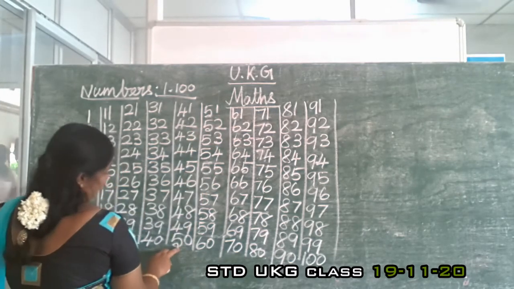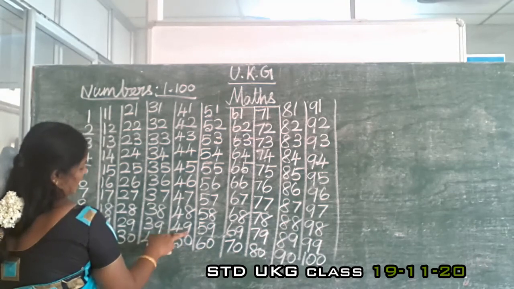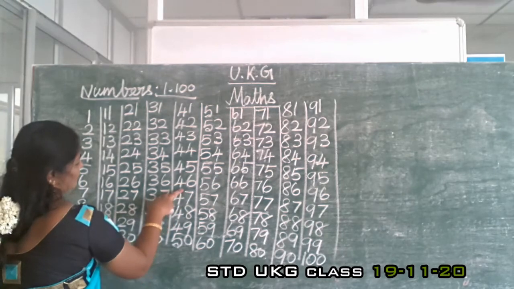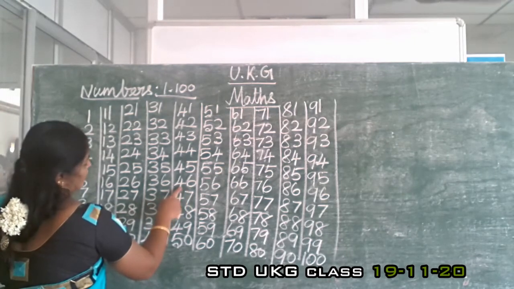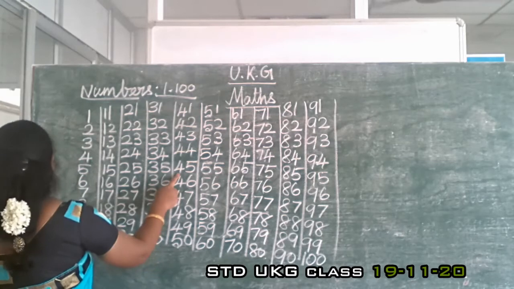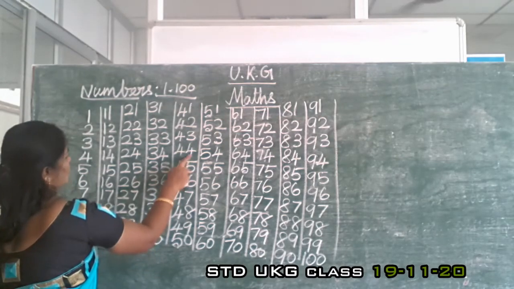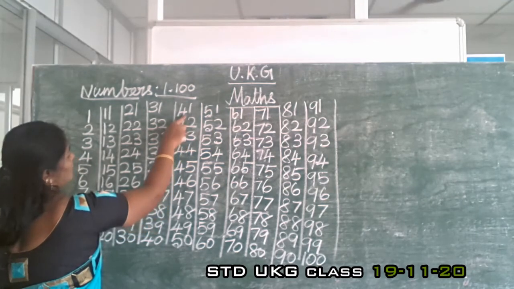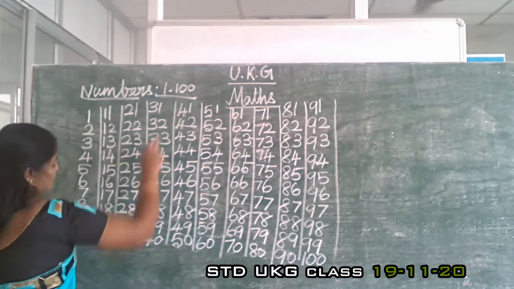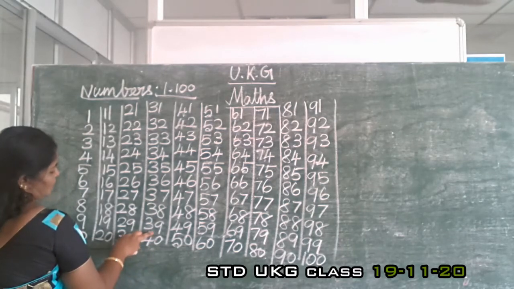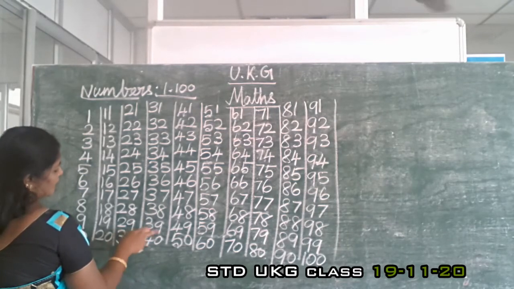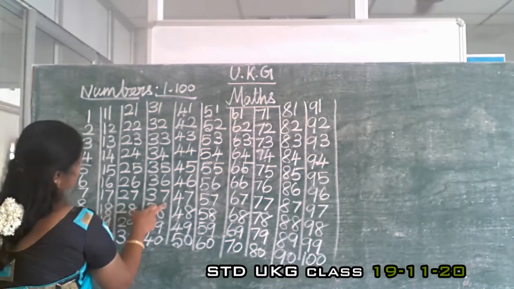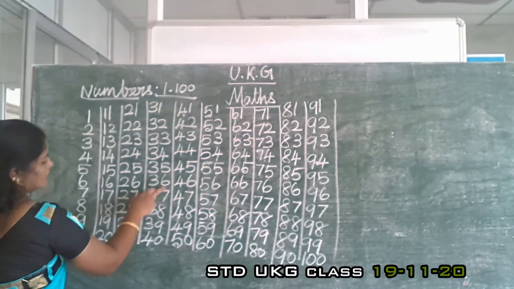51 before number 50. 50 before number 49. 49 before number 48. 48 before number 47. 47 before number 46. 46 before number 45. 45 before number 44. 44 before 43. 43 before number 42. 42 before number 41. Next, 41 before number 40. 40 before number 39. 39 before number 38. 38 before number 37. 37 before number 36.